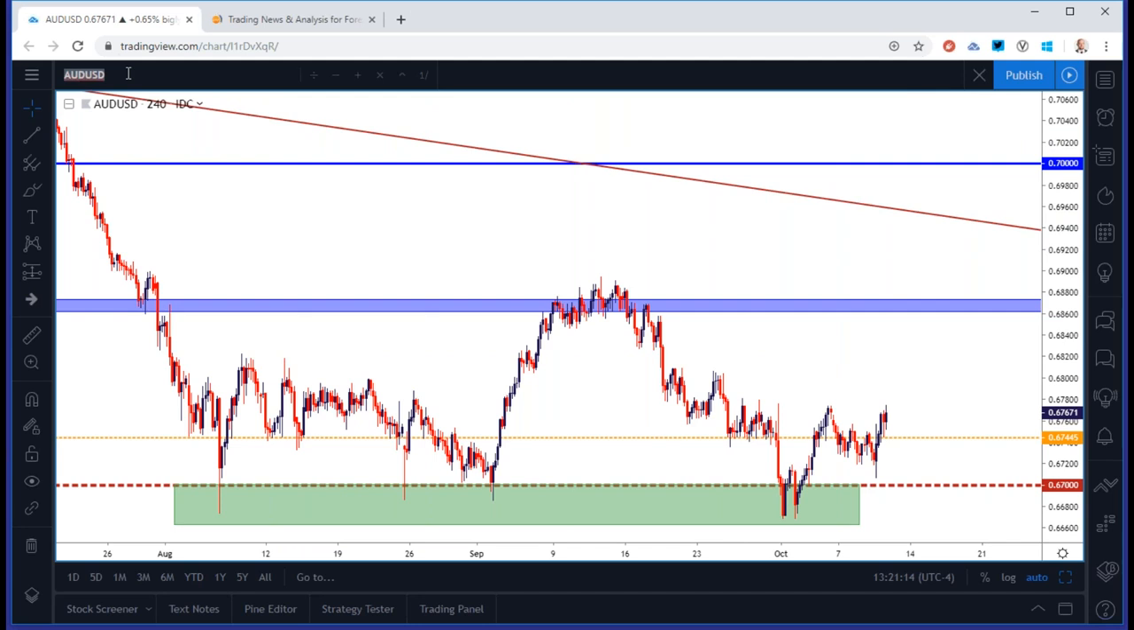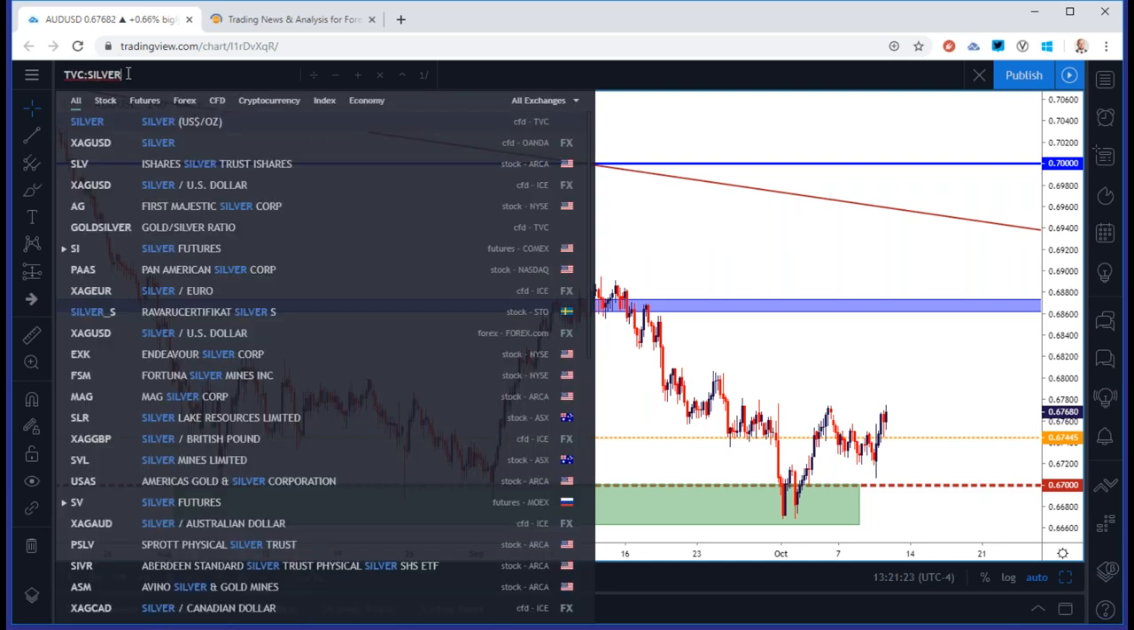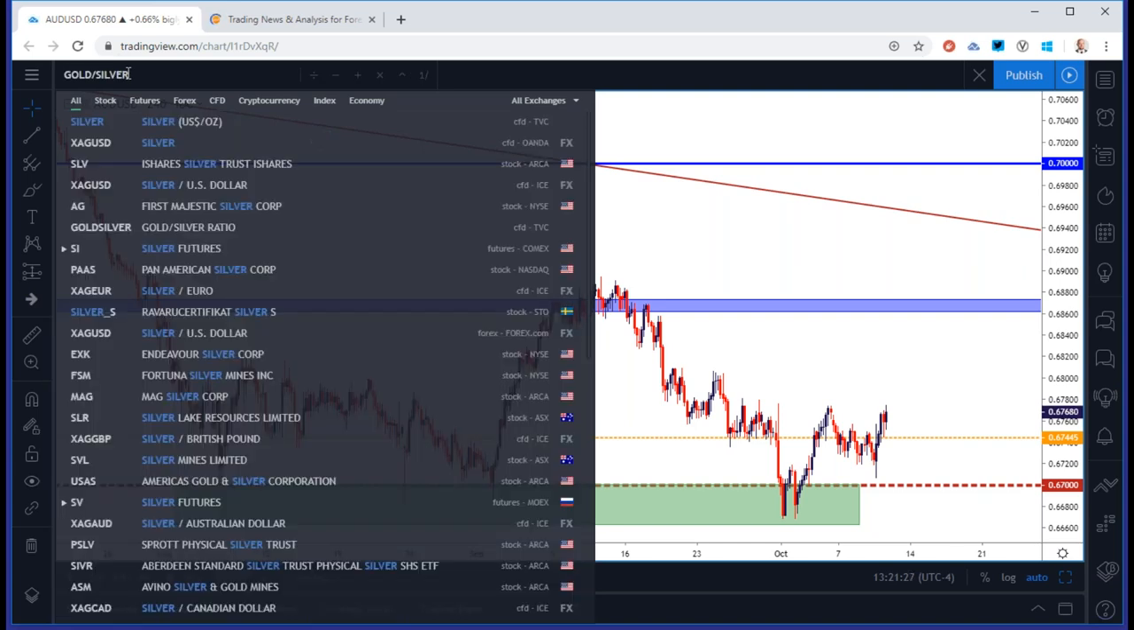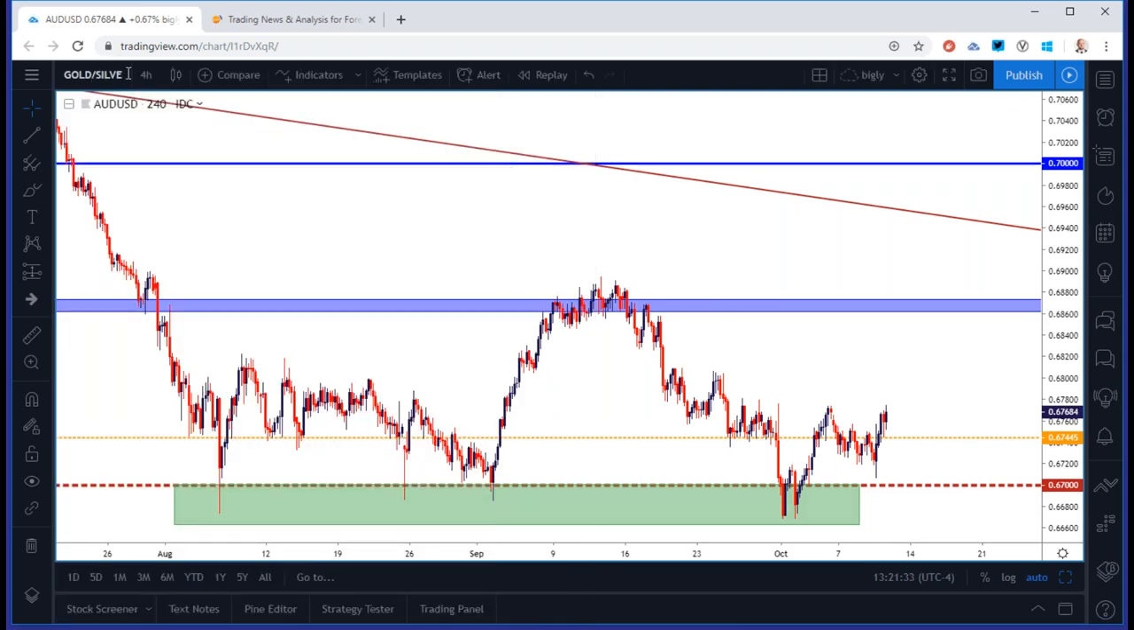Got a couple of commodity setups I wanted to look at as well, and a couple of index setups on top of that. So silver. Silver is getting pretty interesting. Let me show you this first, the gold-silver ratio. There we go.